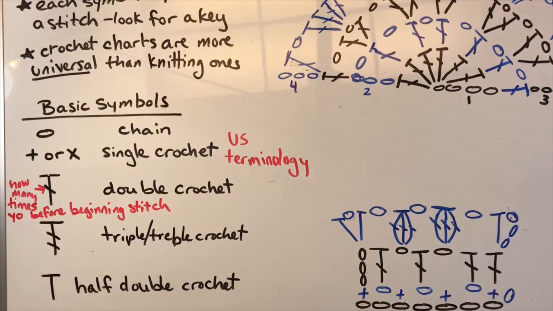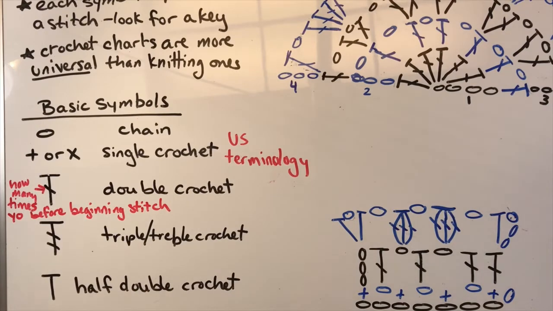So if we look at the next one down, the triple or treble crochet, sometimes it'll be drawn higher because it's a higher stitch, but also it has 2 slashes on it, which let you know it's going to have a twisty post, it's going to have a top part to it, and you yarn over twice before you start the stitch.